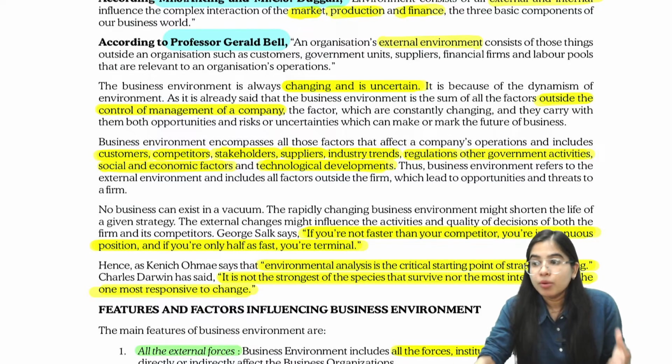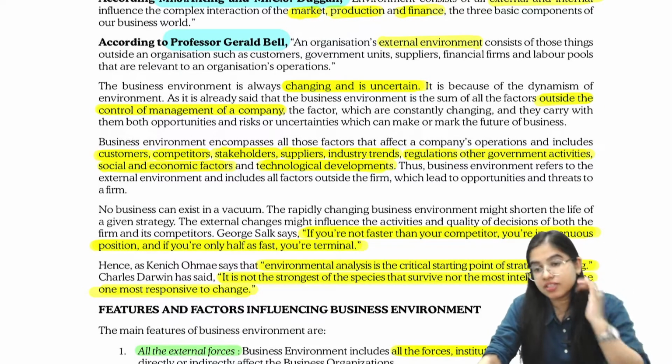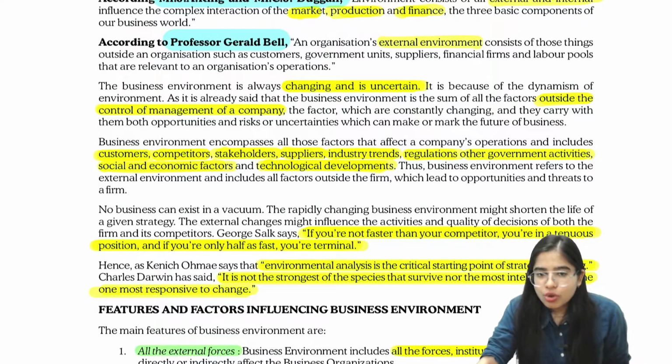Law, politics, political party, does it remain the same or does it change? It changes. Does law remain the same or change? Ma'am, it changes according to time. So is the environment changing or the same? Ma'am, the environment is always changing, always uncertain.